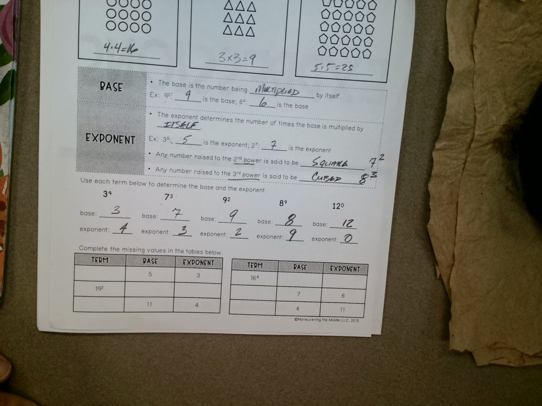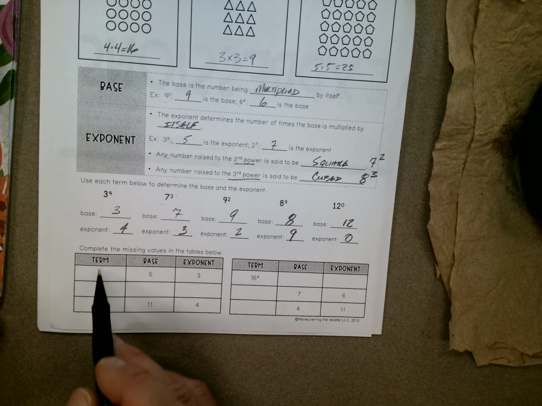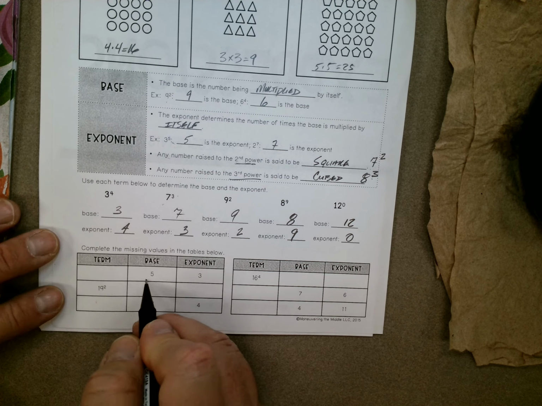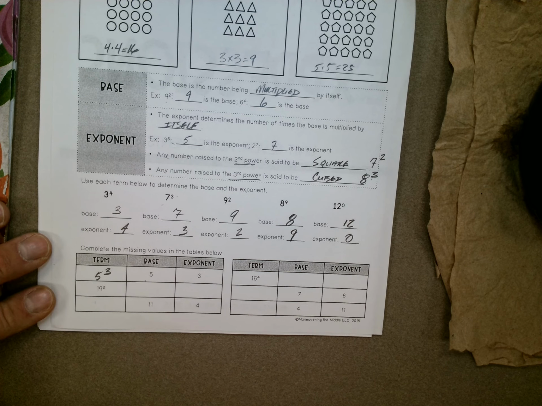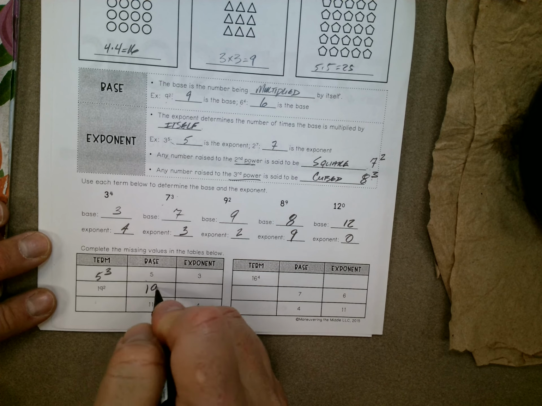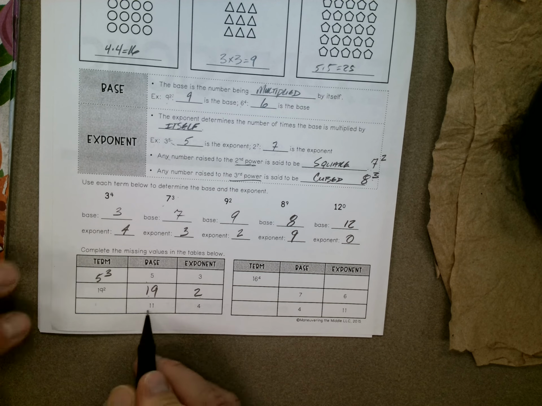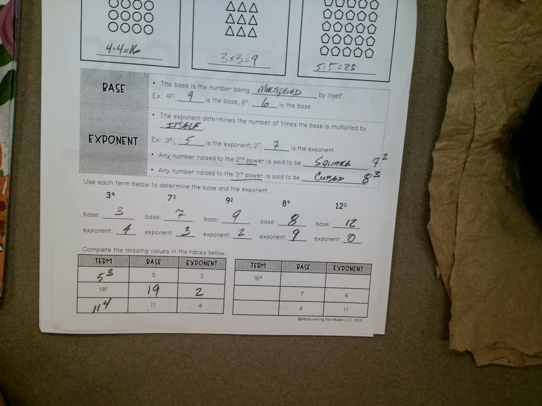So we can write this 3 different ways. We can write this as a power, as what they call a term, a base, or an exponent. So the base is 3. The term or power is 5 to the third power. When it's 19 squared, the 19 is the base. There it is. 11 and 4 is 11 to the fourth power. And you can finish that up as you would like.